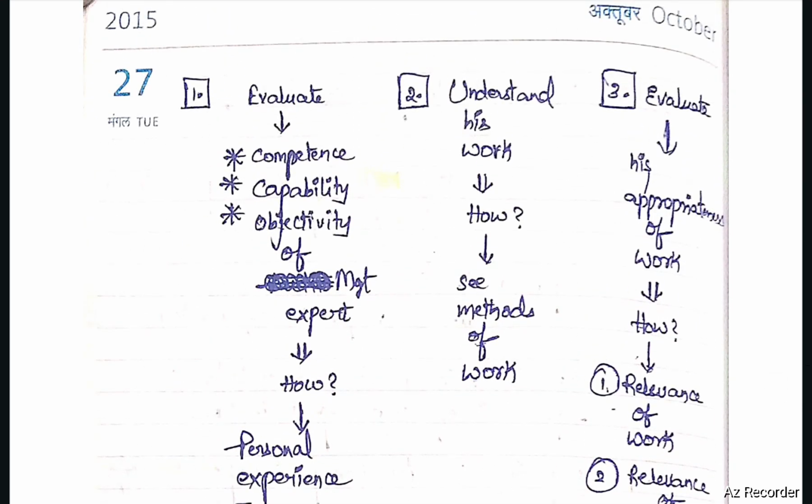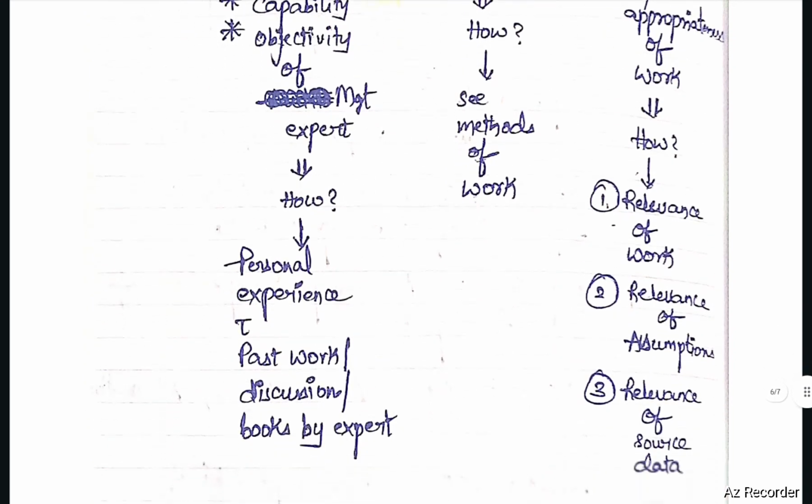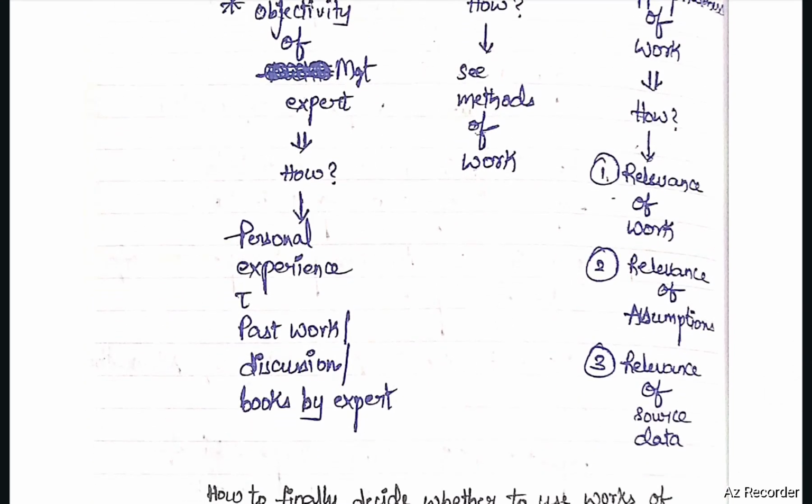Understand his work. How? See methods of work. Evaluate the appropriateness of the work. How? Relevance of the work, relevance of assumptions, relevance of source data.